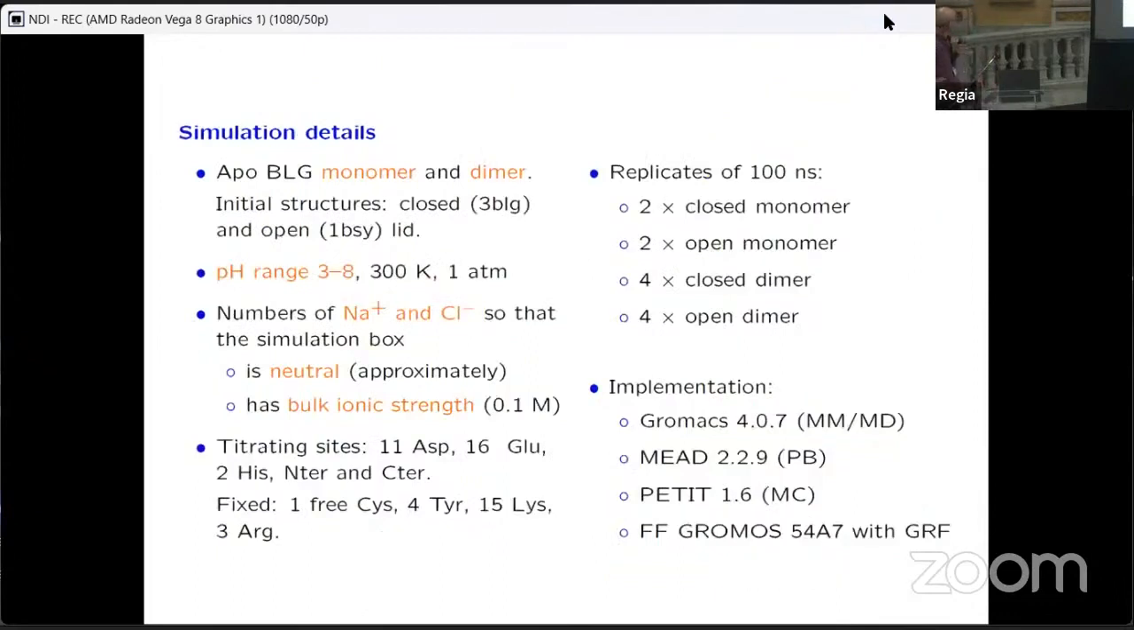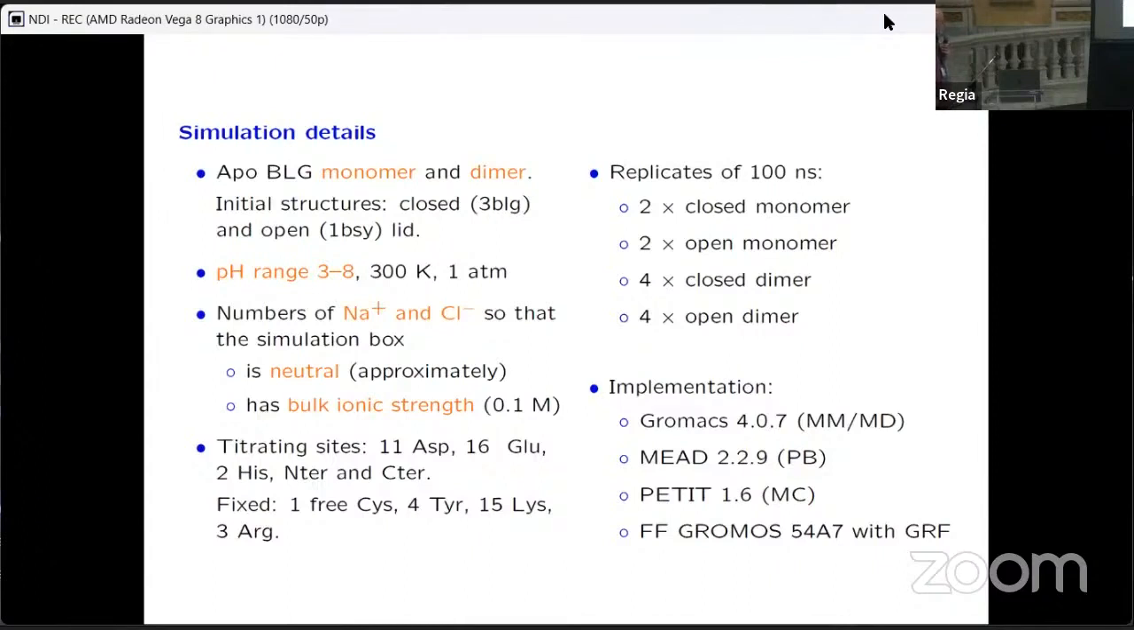As for the simulation details, the things relevant here, we studied both the monomer and the dimer in a pH range within constant pH MD, from 3 to 8. I will look at more detail to that in a moment. And one aspect which is relevant here, that I never thought very carefully about before, is how you add the ions to the simulation box, how you put anions and cations. What I have used until now when I include ions in simulations is that I assume that we want to keep the box neutral and we want to keep the same ionic strength. I will explain this better afterwards, but this is an important part in this study.